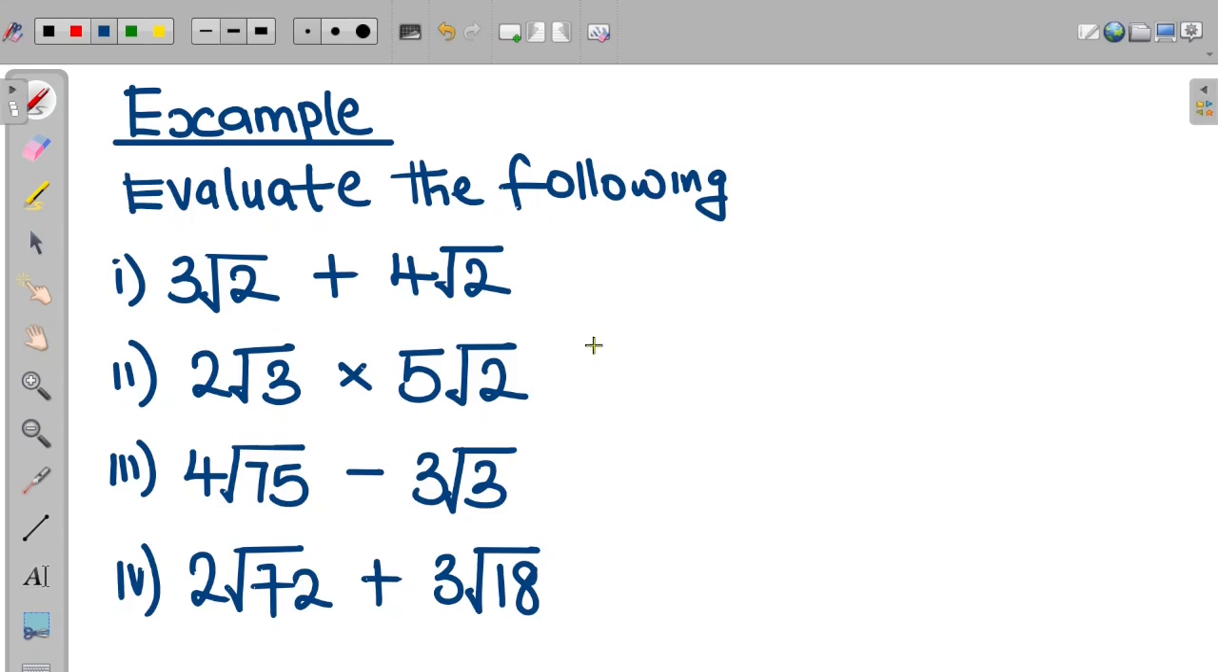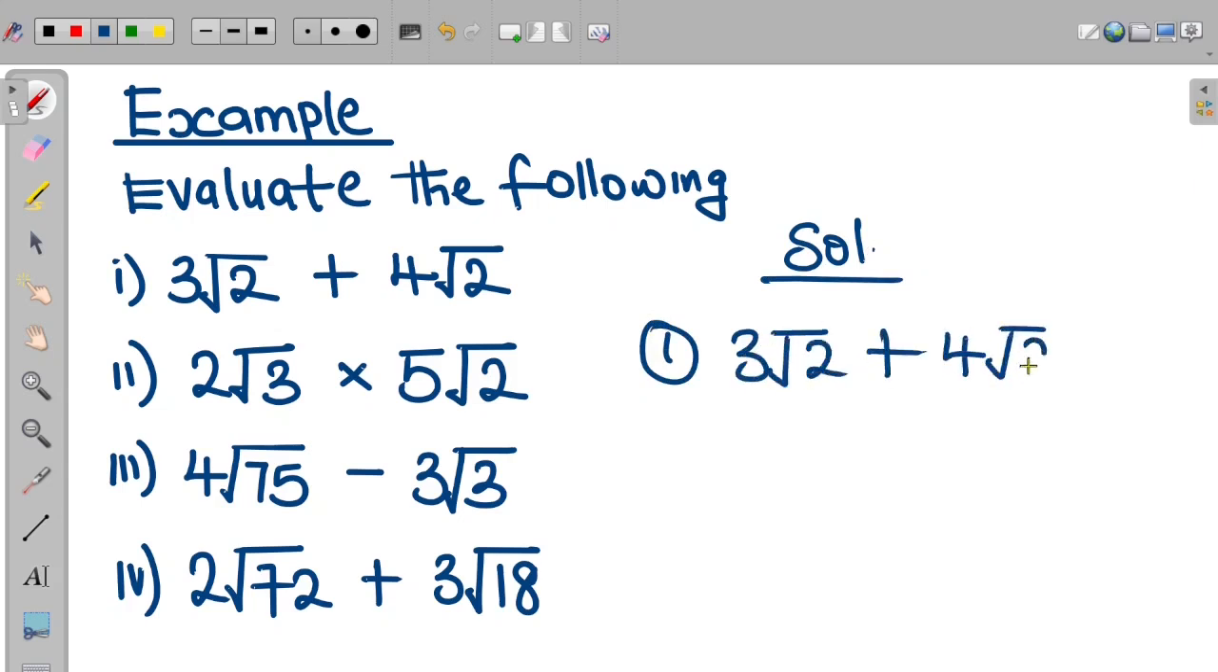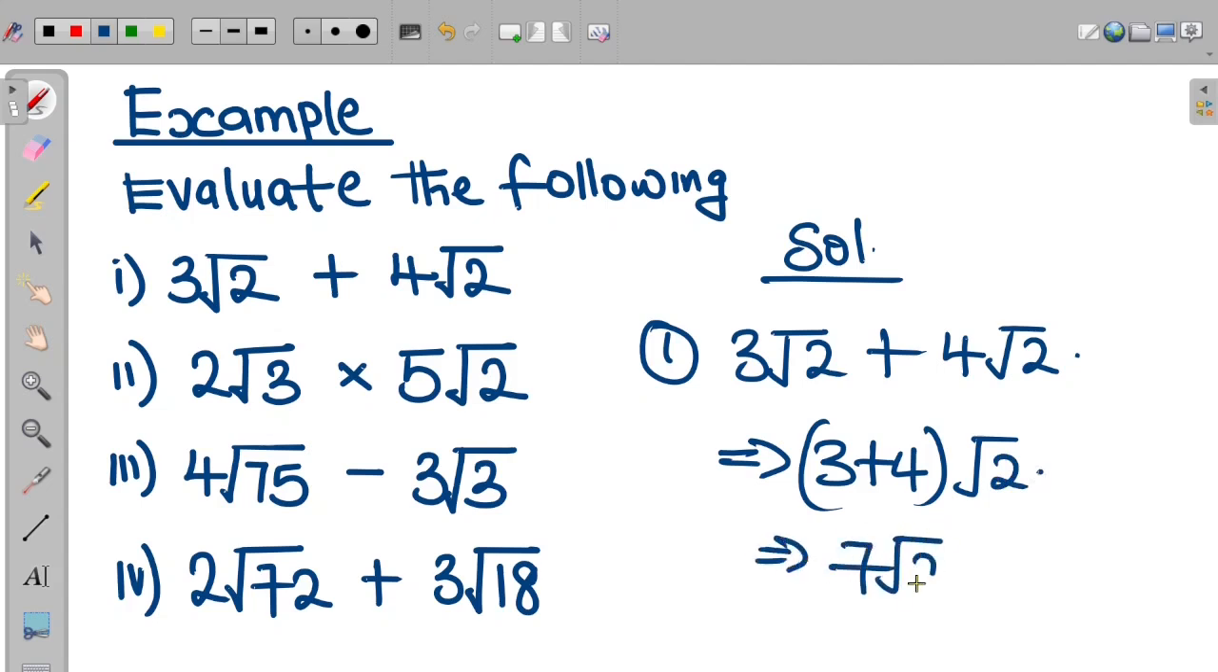Now, let us provide solutions to some questions given to us to strengthen our knowledge. We are provided with the following questions and we are asked to evaluate them. Let's start with the first. We have 3 root 2 plus 4 root 2. Since they are similar surds, this can be expressed as 3 plus 4 all multiplied by root 2, and this becomes 7 root 2. So we are able to add up the terms because they are similar surds.